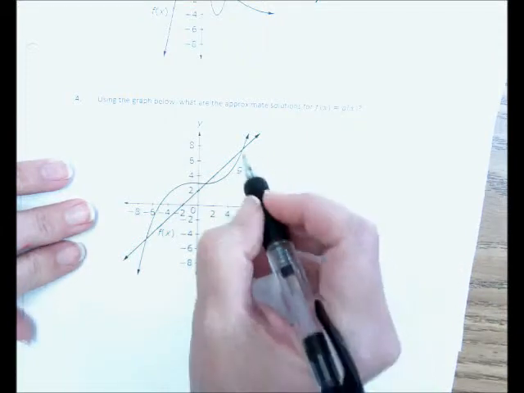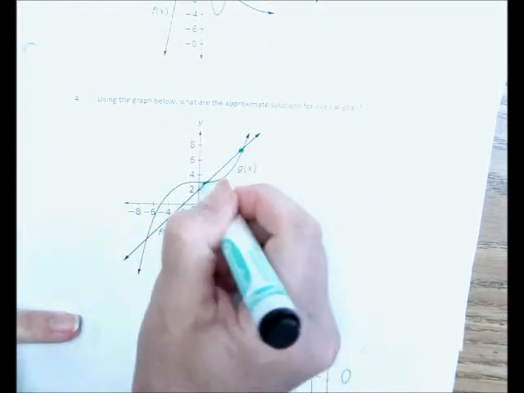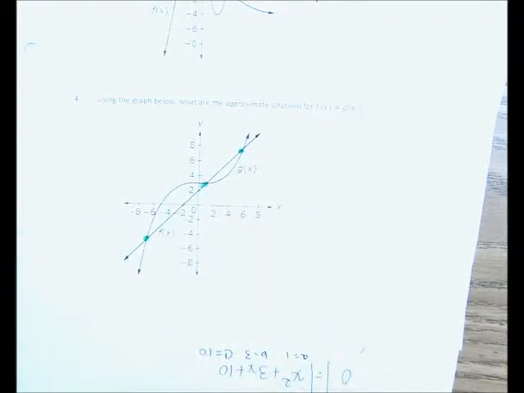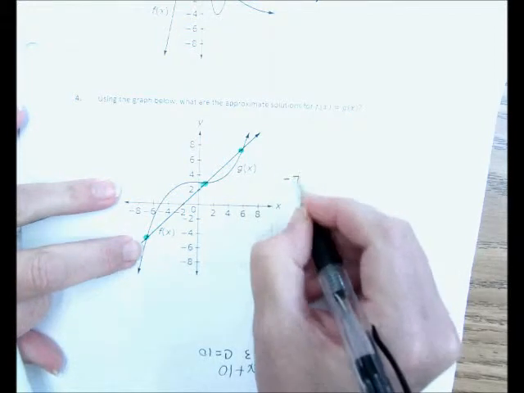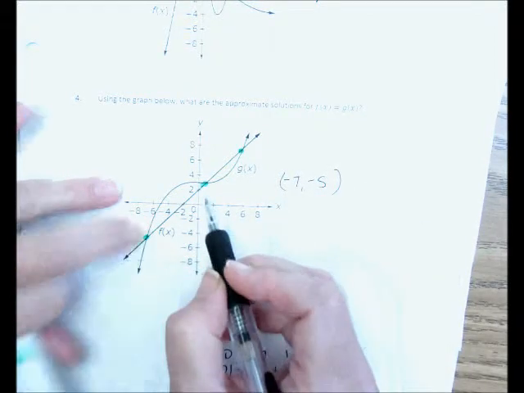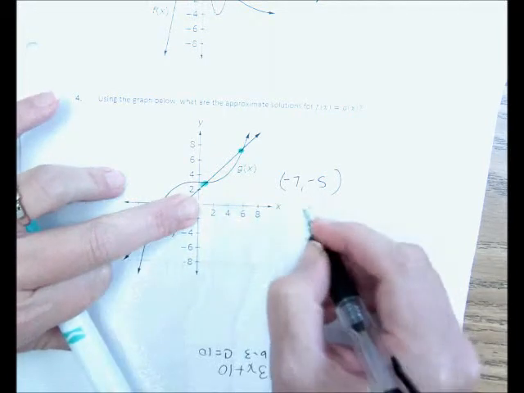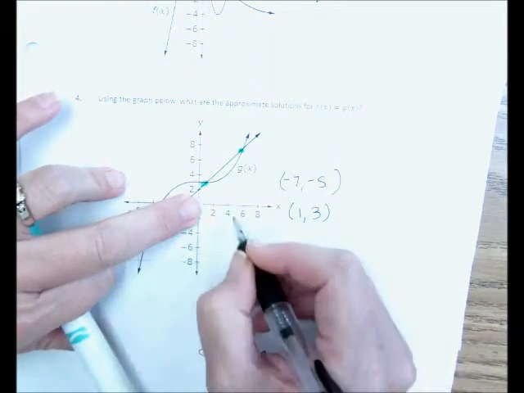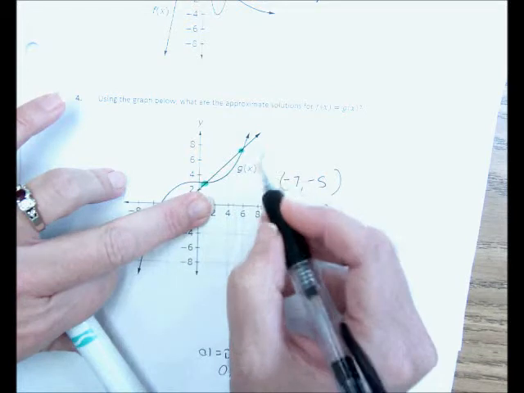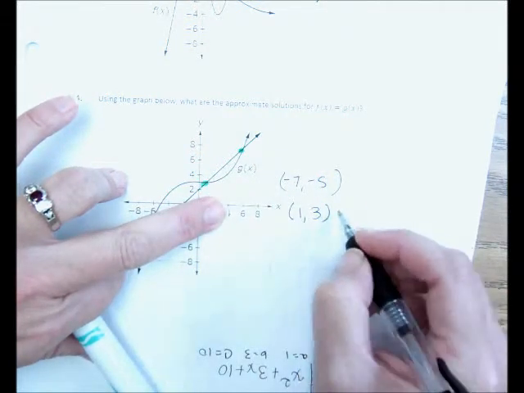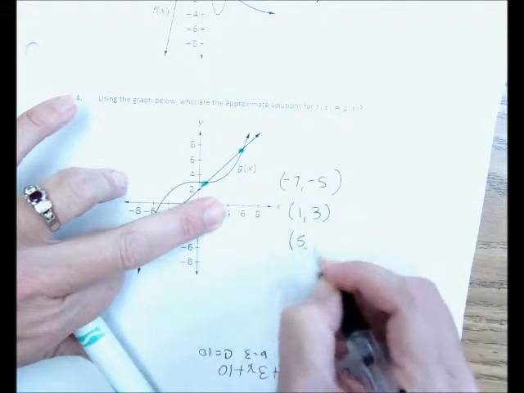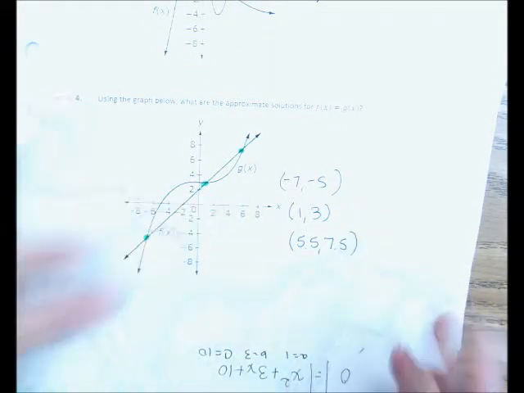Number 4 you did on your own today. So I'm looking for where they intersect. I'm going to have 3 spots again, and I'm just going to read my graph. It looks like at (-7, -5) is one of my answers. Maybe (1, 3) is another. And then it looks like maybe (5.5, 7) or (5.5, 7.5). And it's fine, it can be approximate. That's okay.